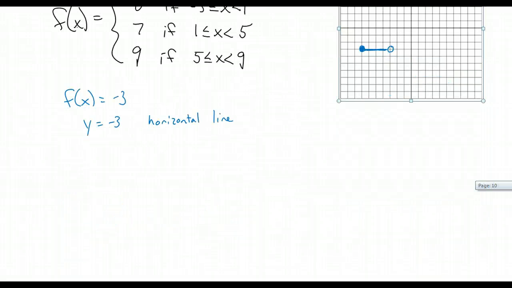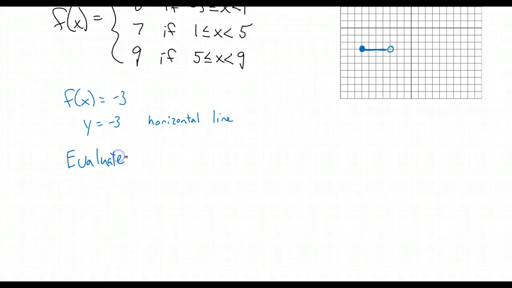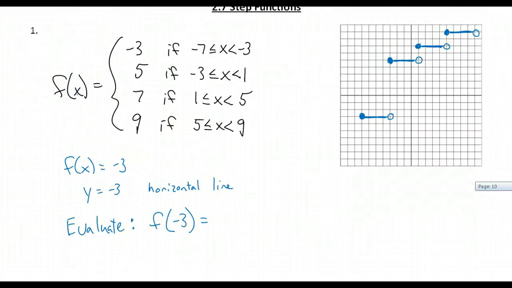If I want to evaluate the function at f of negative 3, I'm going to input negative 3 in for my x value, and I'm going to output where I am on the graph. So if I input negative 3, my output is 5. If I look at my numbers, that makes sense. Because if I look at this x value, negative 3 fits in this interval, which means my output is 5.